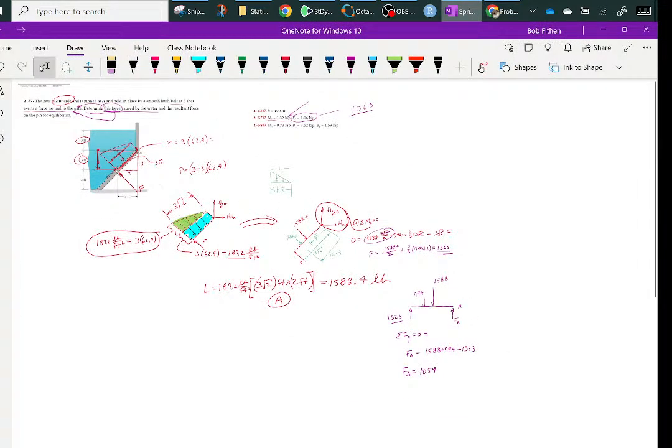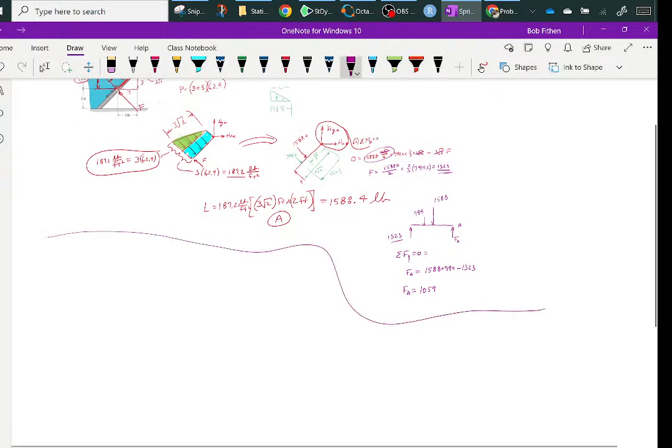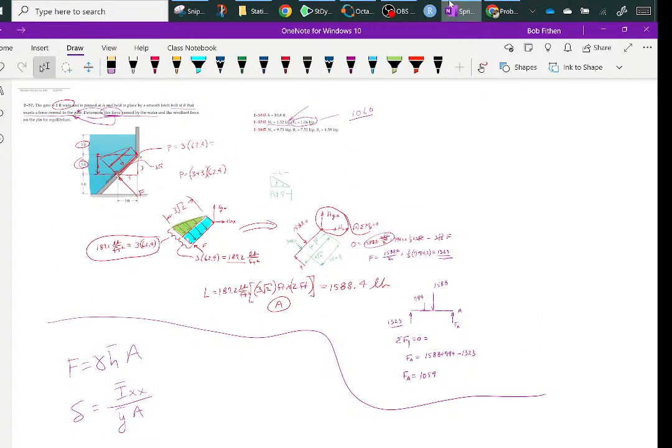Okay, the other way. Okay, so now let's forget everything we knew. And the other way is this. F is equal to gamma H bar A. And then the delta is equal to I bar XX over Y bar area. So this is a good exercise because this picture is beneficial.